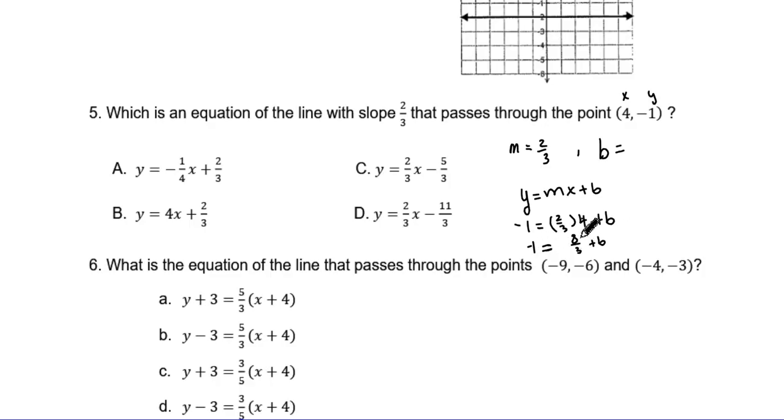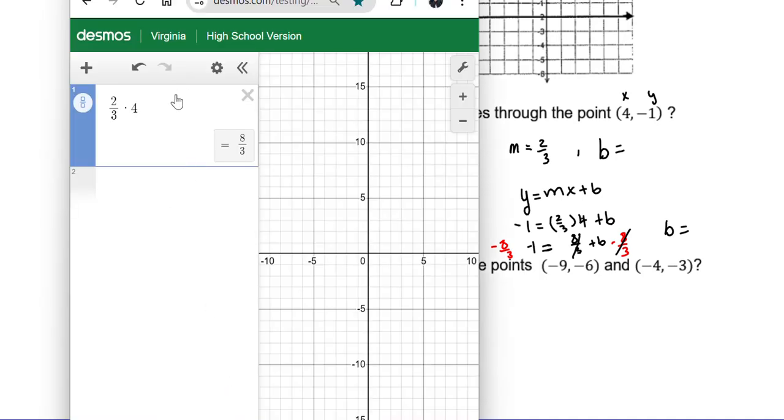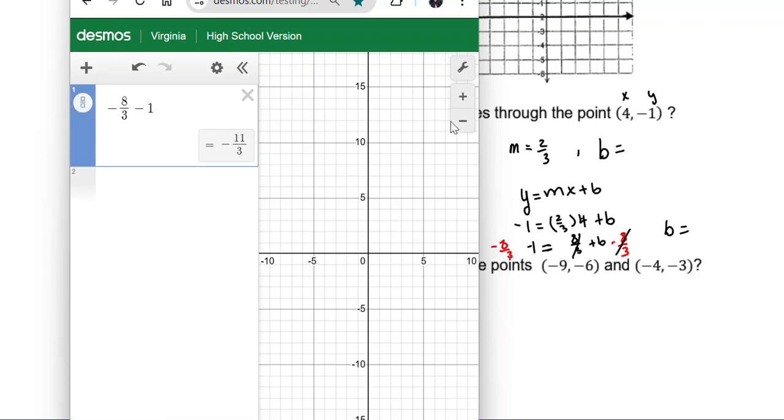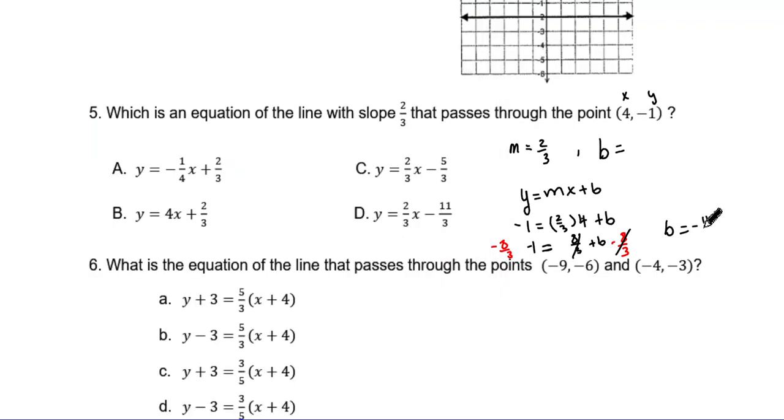And then to get b by itself, I'll go ahead and remove that. So I would subtract 8 over 3 on both sides. Okay, what that does is it just cancels these two out, and then you have b equals negative 8 over 3 minus 1. Let me put that in decimals. Negative 8 over 3 minus 1. And looks like my y-intercept will be negative 11 over 3. Alright, so it's negative 11 over 3.